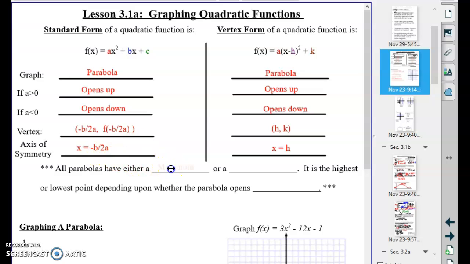All parabolas have either a maximum or a minimum, depending. So think about if a parabola is opening up, that means it has a low value or a minimum. If it's opening down, then it has a maximum value. So the maximum is the highest point, the minimum is the lowest point. So there we go. That's just kind of the vocabulary.